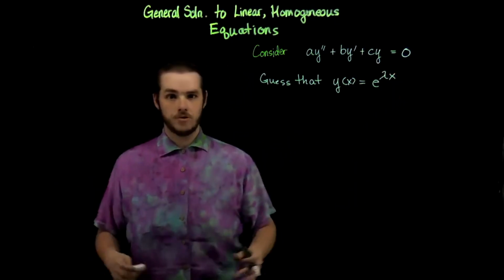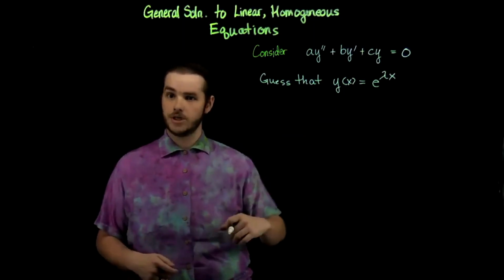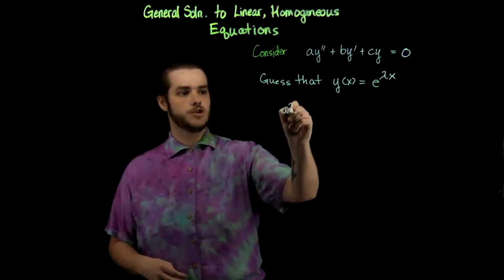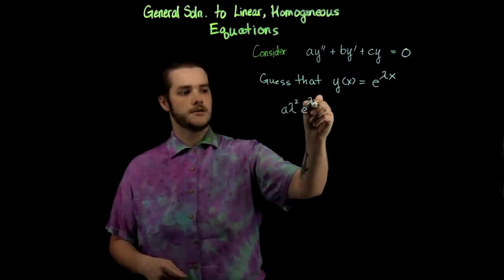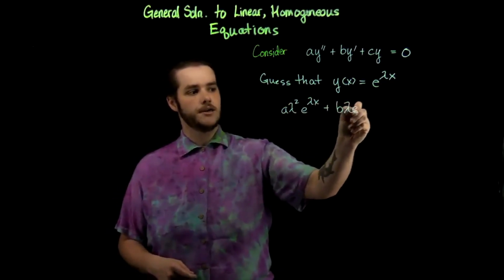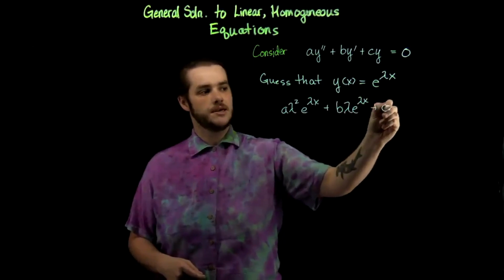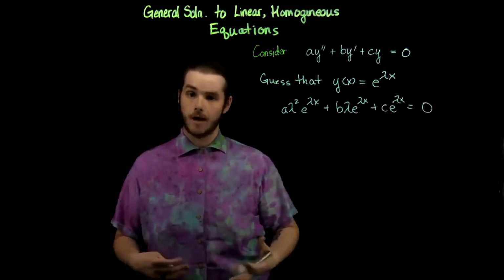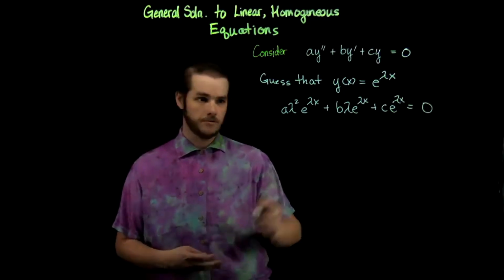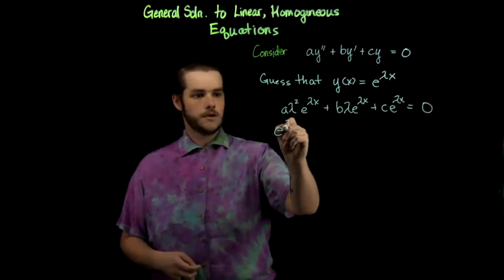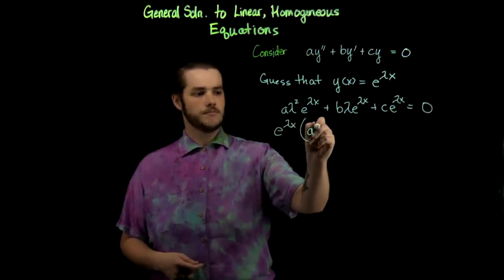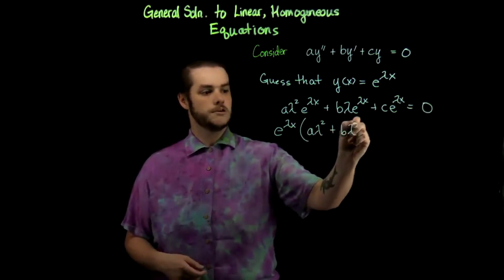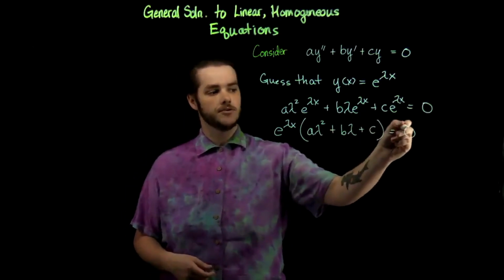Now, let's just suppose we hit the nail on the head. What happens in our equation? Do you notice if we plug this expression in for y, I will get a lambda squared e to the lambda x plus b lambda e to the lambda x plus c e to the lambda x equal to 0. And this gives me a common factor of e to the lambda x that I can pull out. And what I'm left over with is something very interesting. I have a lambda squared plus b lambda plus c is equal to 0.